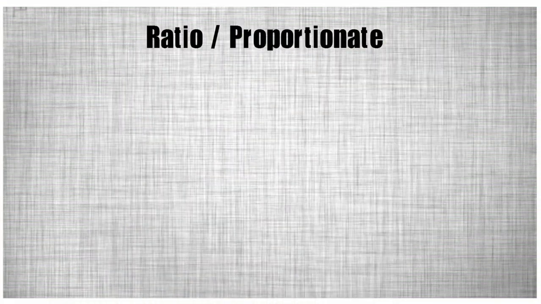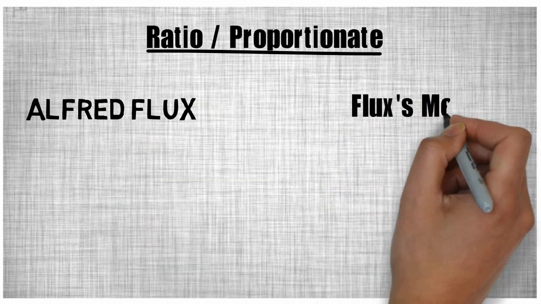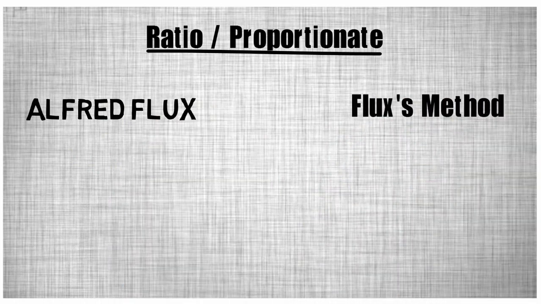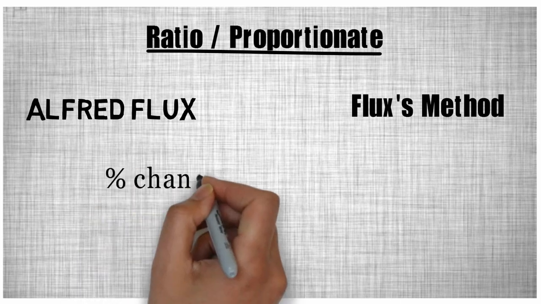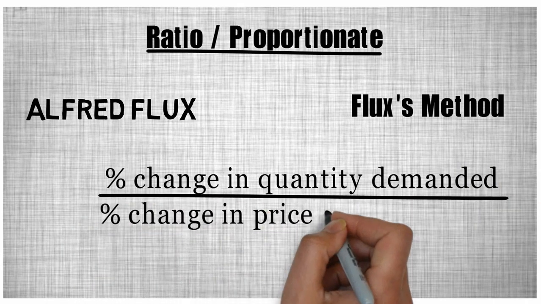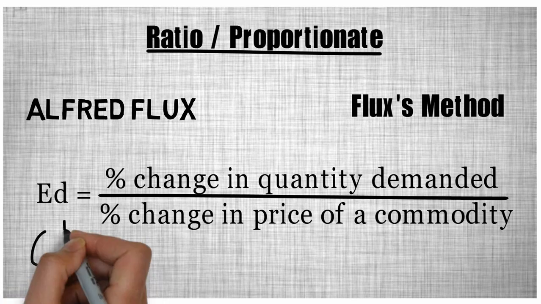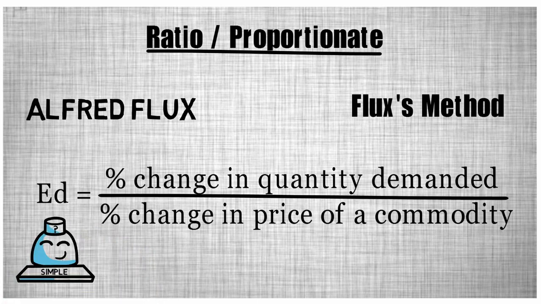The first method is the ratio method or the proportionate method. It was developed by Alfred Flux. Hence, many a times this method is also regarded as the flux method. If you divide the percent change in quantity demanded by the percent change in price of the commodity, you end up getting the elasticity. True, it is simple as that.